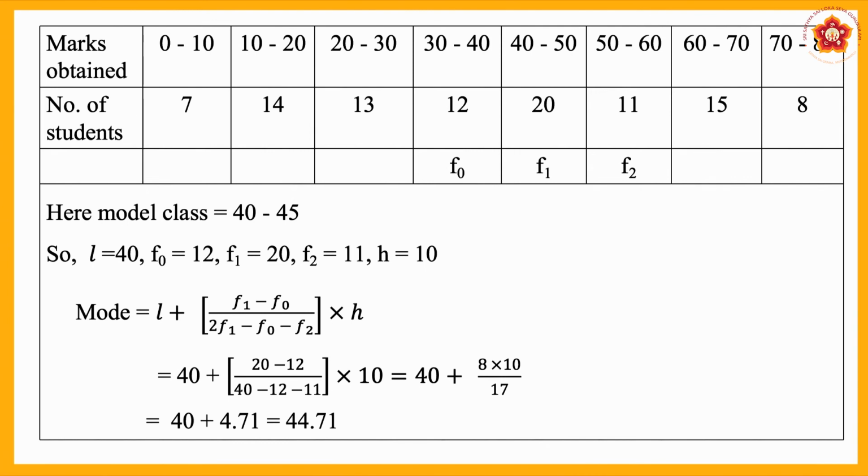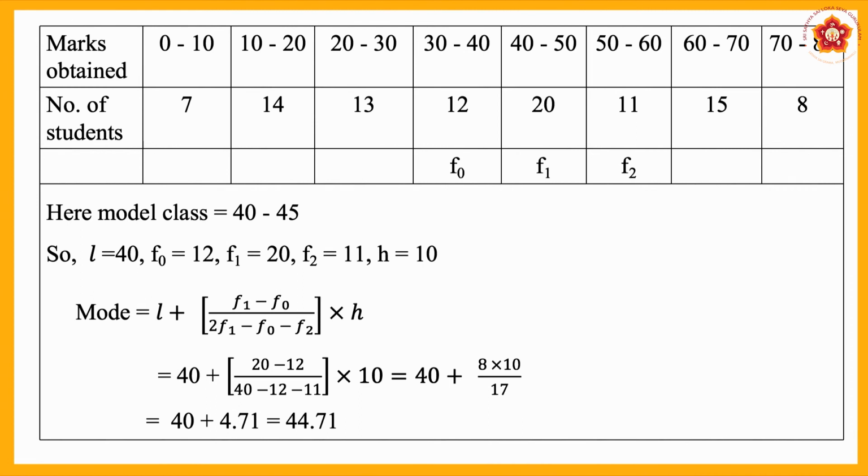Now, let us substitute the values in the formula. Mode is nothing but L plus F1 minus F0 divided by 2F1 minus F0 minus F2 into H. Here L is the lower limit of the modal class. Here modal class is 40 to 50. So, the lower limit is 40.